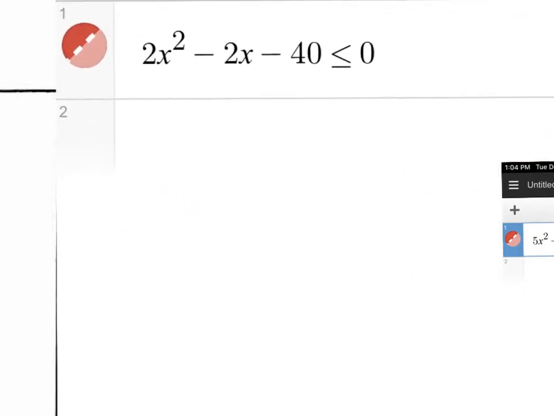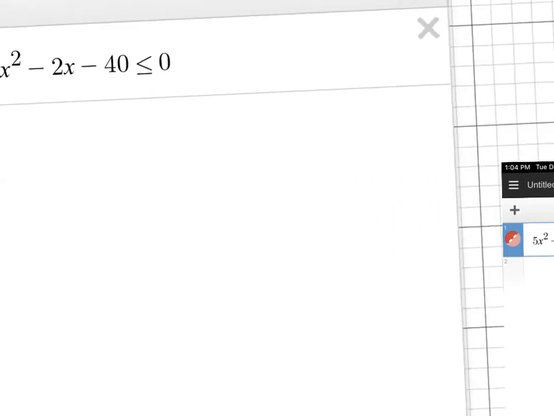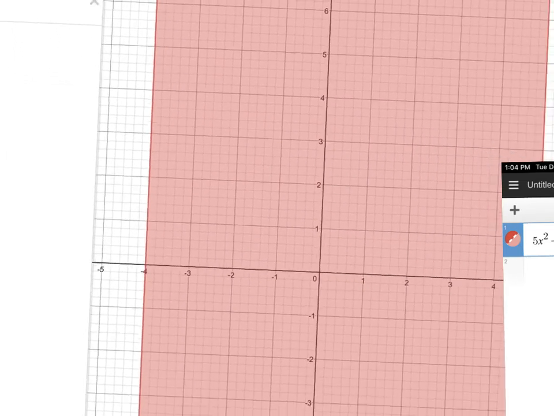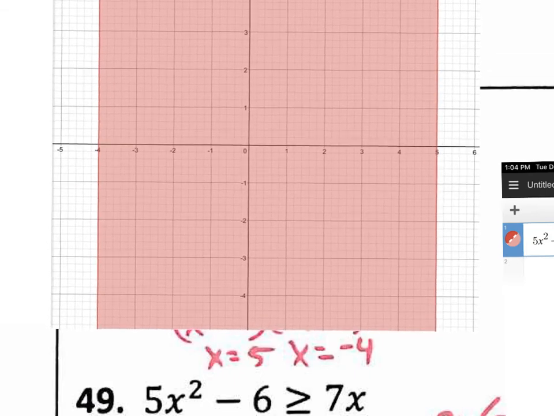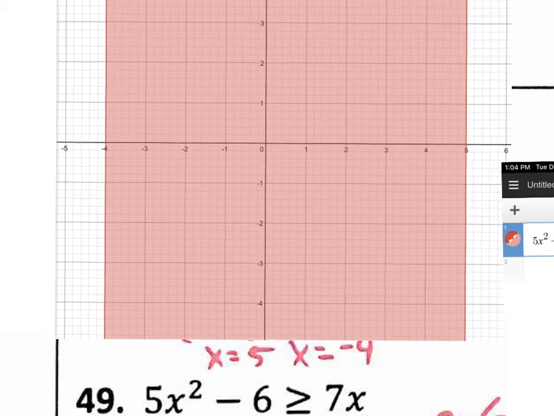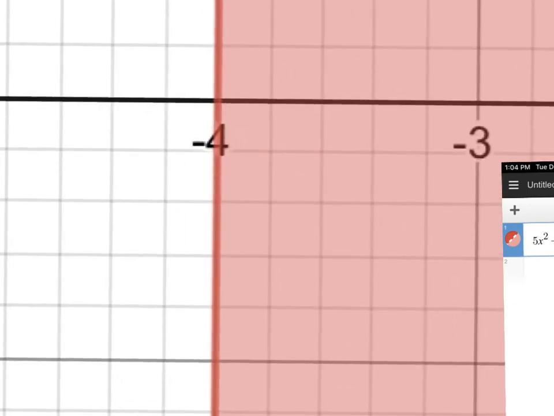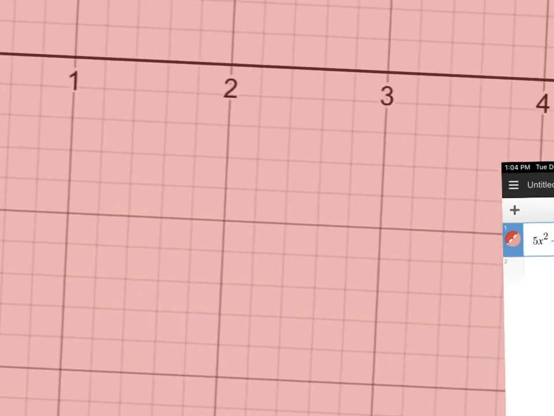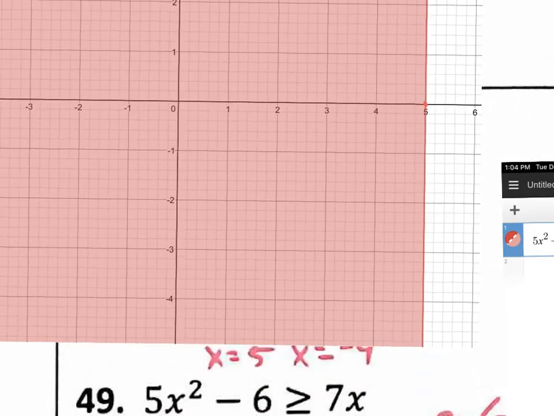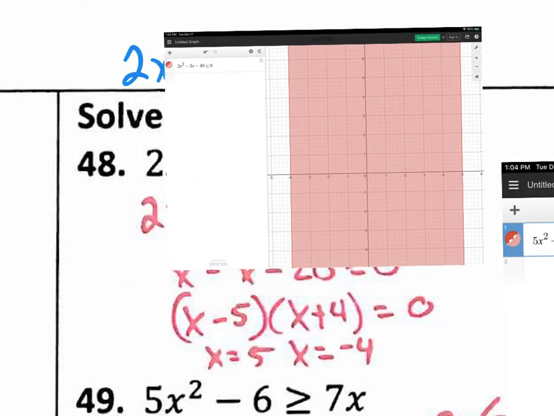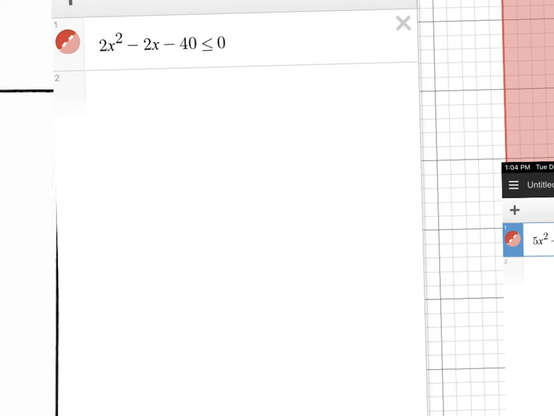Here it is. I just typed that in, and look at the graph that it gives me. It does the work for me. What do we have here? We have a shaded area, and it's between what values? It's between -4 and +5. So with Desmos, you don't have to do any work on this part. You just graph it and see that the areas are together between -4 and +5.